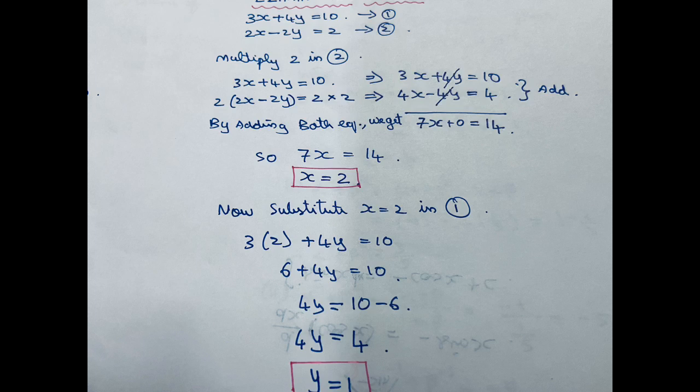Next is the elimination method. Here I am going to consider the same pair of linear equations and we can either add or subtract both equations, but the main thing is we are going to eliminate a single variable. Here I am going to eliminate y and find the value of x. After finding the value of x, I can substitute it in the required equation and find the value of y. Here also I get x equal to 2 and y equal to 1.